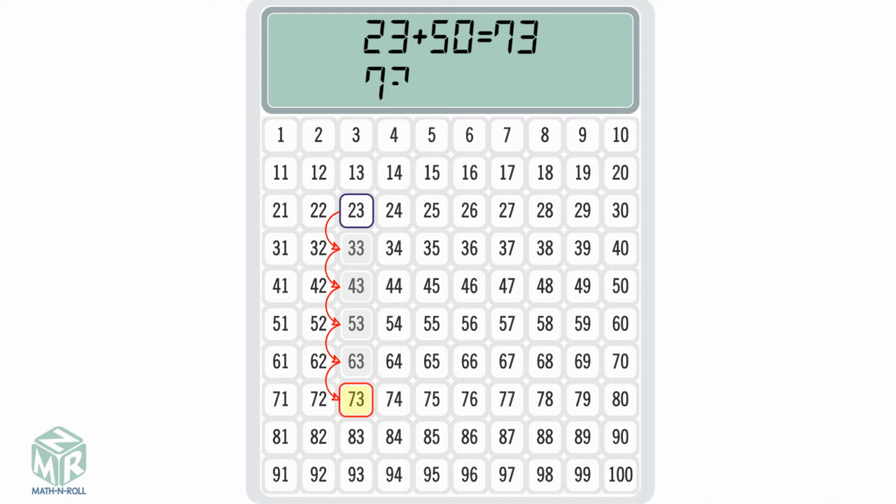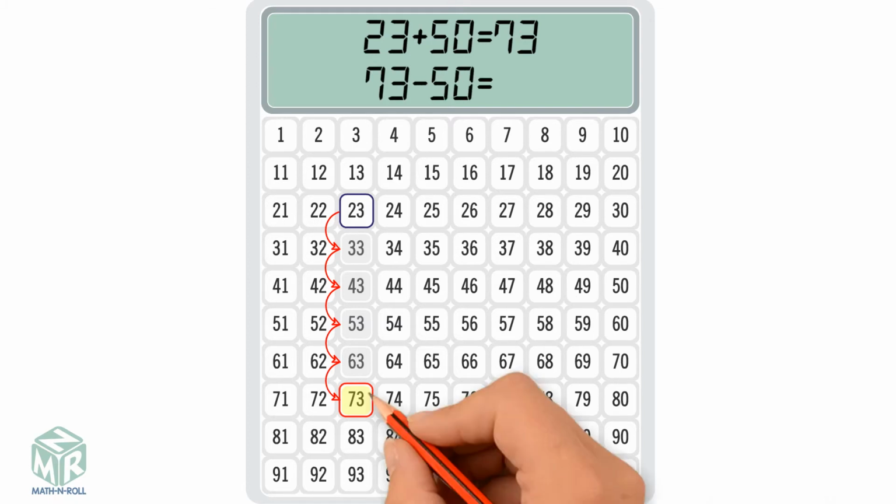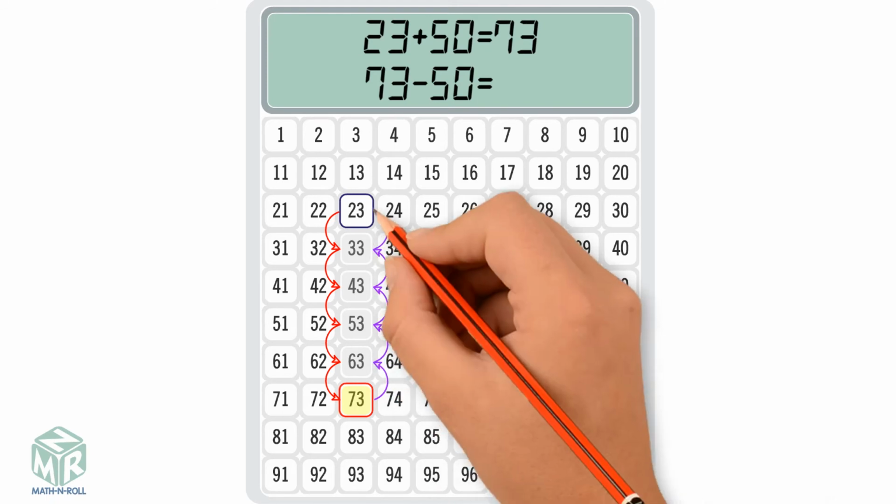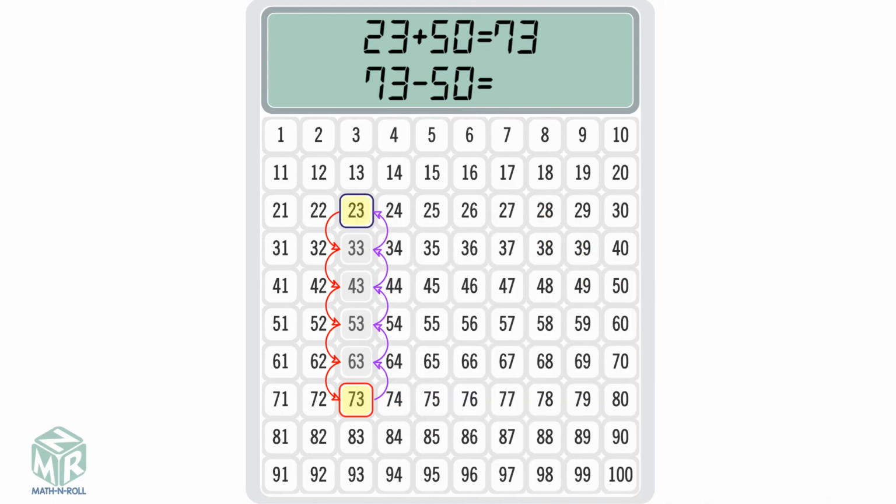Now let's do 73 minus 50. Count back 5 tens. Equals 23. So 73 minus 50 equals 23. So 23 plus 50 equals 73, and 73 minus 50 equals 23 are related facts.